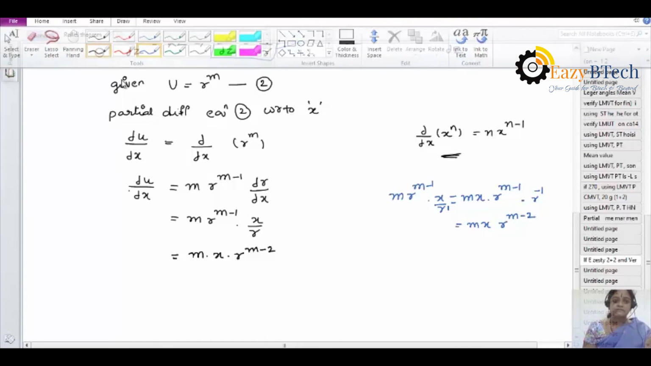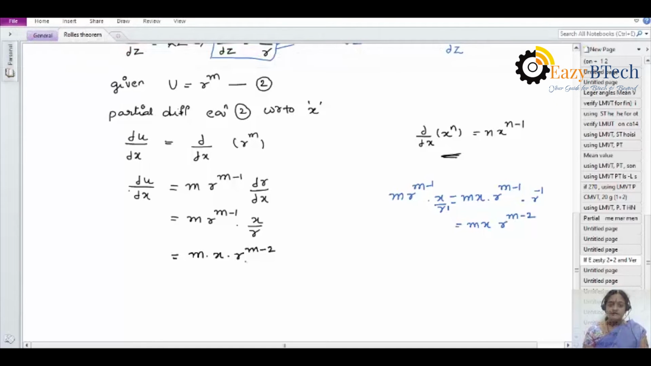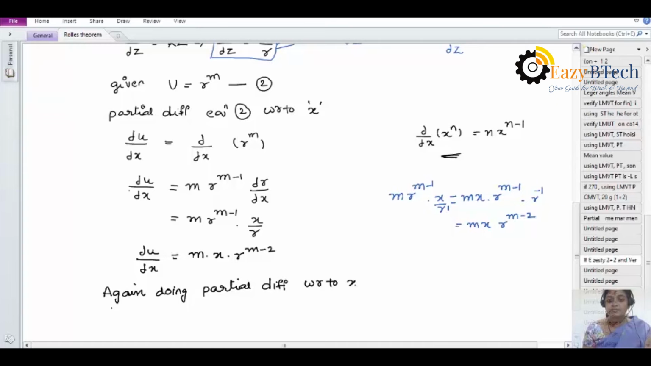So what is that value, students? m x r power m minus 2. So now which value is this one? Dou u by dou x. But our question consists of dou square u by dou x square. That means again you have to do the differentiation of dou u by dou x. So again doing partial differentiation with respect to x. For this equation we are doing second time differentiation.